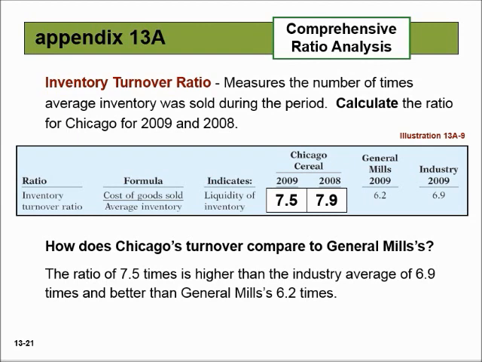It's taking us a little bit more time to turn over that inventory as opposed to last year. But they're way above the industry average and General Mills. General Mills is slower at turning over its inventory, and the industry, on average, is slower at turning over its inventory than we are. So Chicago Cereal is doing good in moving that inventory, fresher stuff, moving it out pretty quickly.